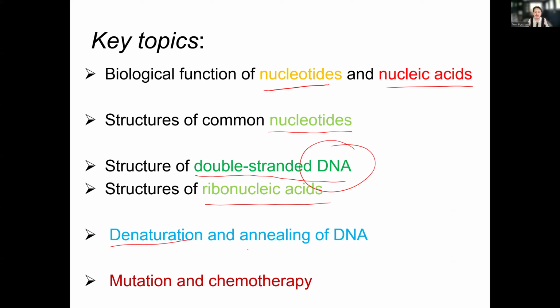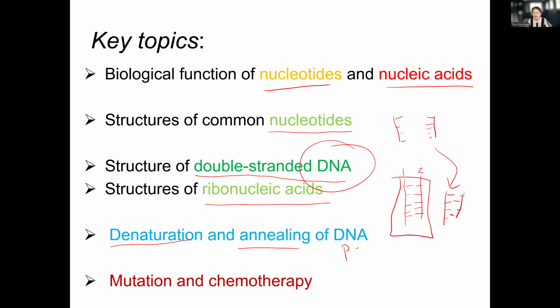And then I'm going to talk about denaturation and annealing of DNA. The idea that if you have a double-stranded DNA and there's strand 1, strand 2, and they're interacting with each other to become kind of like one big molecule, this can be broken apart into 2 individual strands, and this is denaturation. But then it can come back together again. We call that annealing. And this underlies how PCR works. I'm going to talk about that.